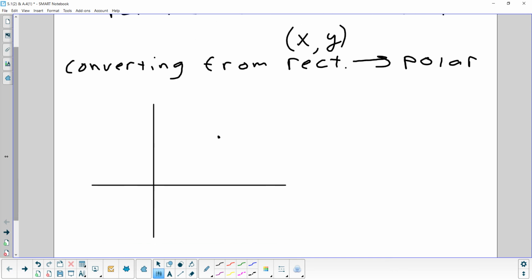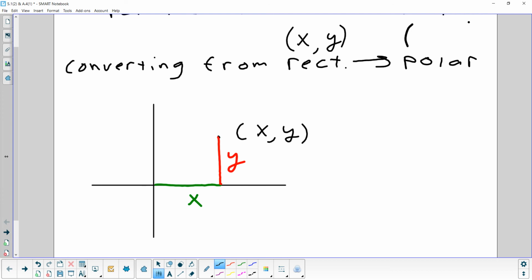So for this point right here, you would be given the x value and the y value. Remember, x value is horizontal movement, so you would know how far to the right, could be left, but in this case it's right. And then you would also know how far up. It could also be down, but in this case it's up. So you'd know those two things.